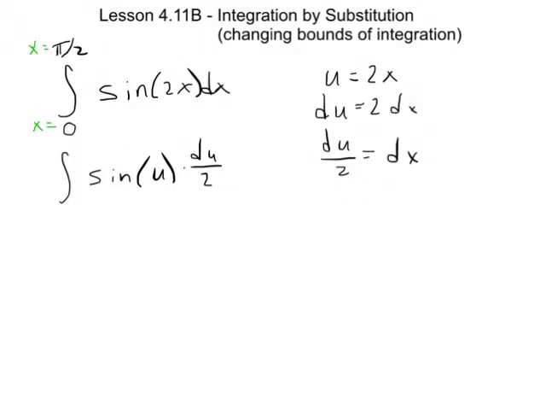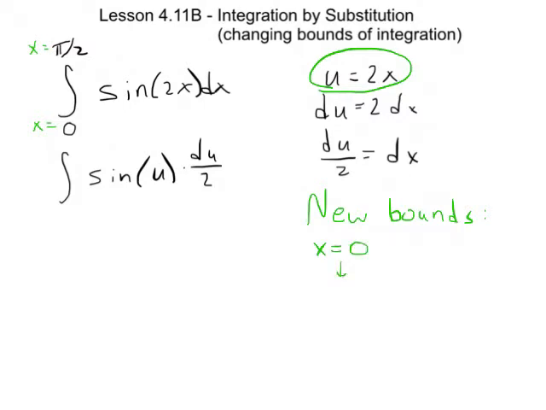So what I need to do is I effectively need to determine what the new bounds for the problem are. And the way that we do that is it's actually kind of like what we did in the last video. The last video was called using multiple substitutions. And it sort of had to do with the fact that we used this substitution more than once. And I'm going to use it here as well. If my original bound was x equals 0, let's use the relationship u equals 2x to find out what the new lower bound is going to be.